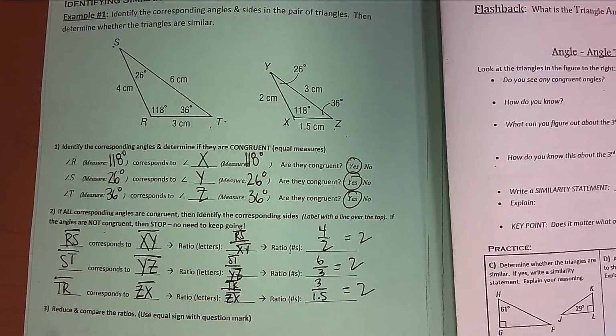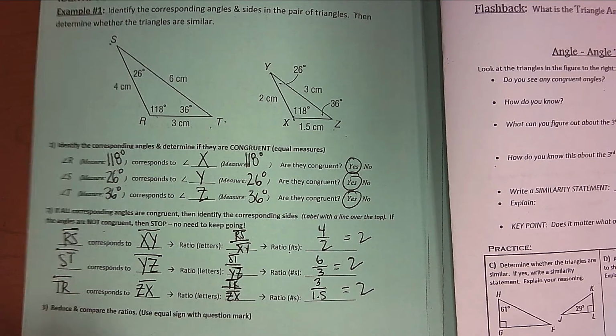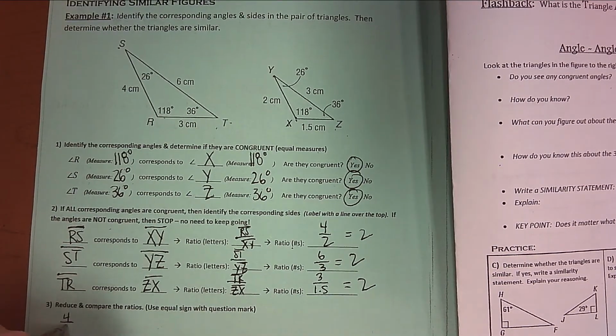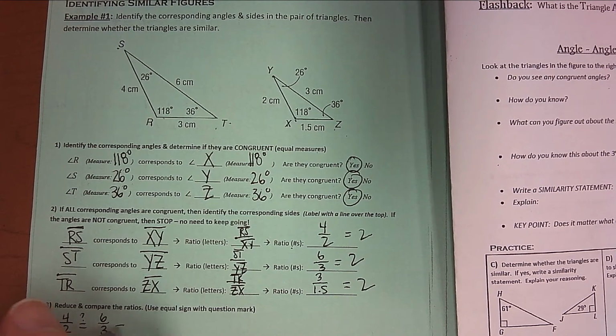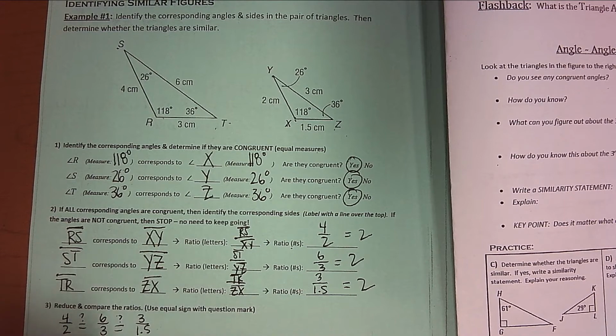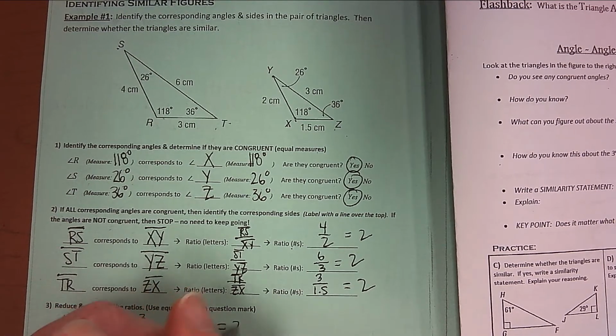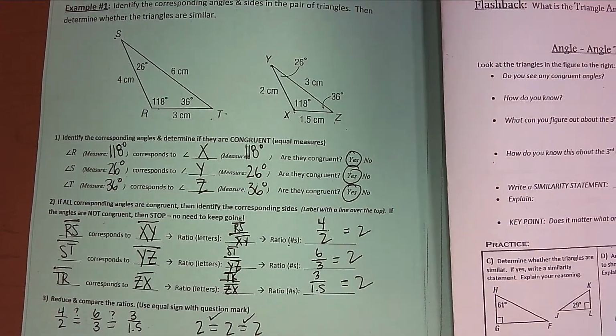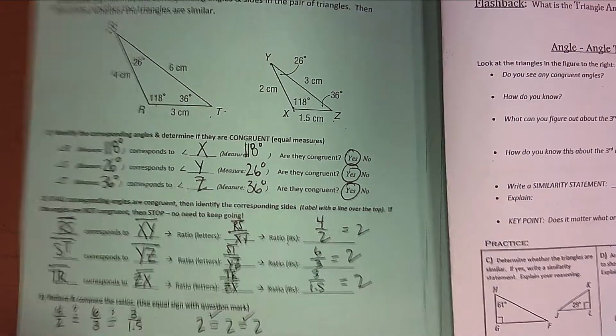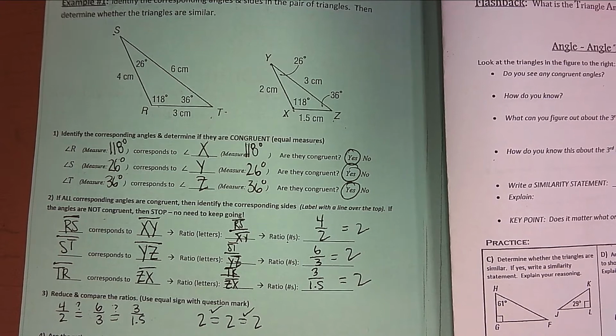And so it says reduce and compare the ratios. We already reduced them. So what they're asking us to do is say, does 4 over 2 equal 6 over 3? And does that equal 3 over 1.5? Because they all reduce to 2, 2 does equal 2, which equals 2, then are their ratios equivalent? Yes. The figures are similar.